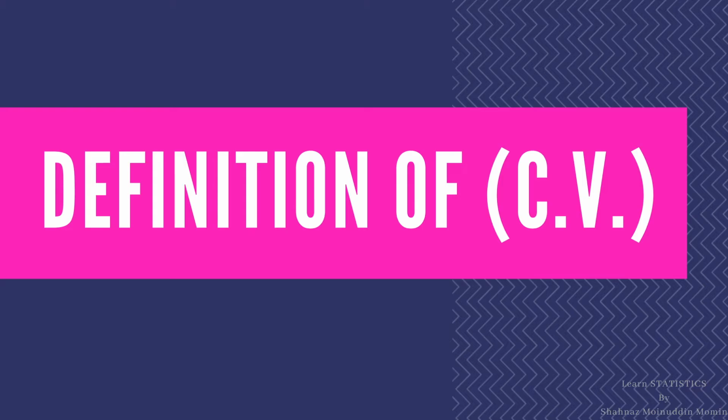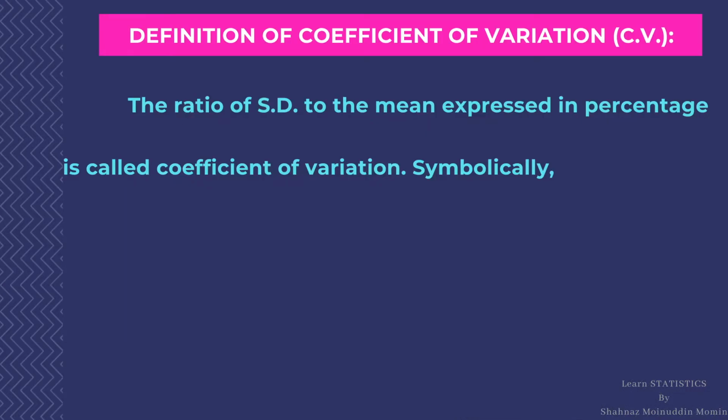Now we shall see the definition of coefficient of variation. The ratio of standard deviation to the mean expressed in percentage is called the coefficient of variation. So, the coefficient of variation is defined as the ratio of standard deviation SD to the mean, and it is expressed in percent.